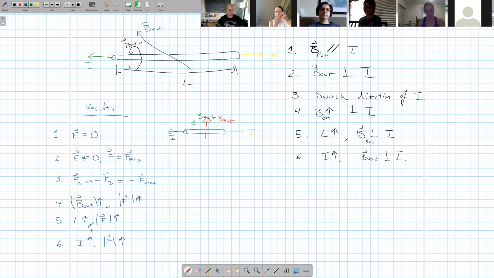Okay. So let's talk about what each one of these actually implies to us then. Let's start off now with number 4. Number 4 implies to us that the magnitude of the force on the wire has to be proportional to the external magnetic field. I'm simply going to call that B. Because if I increase the size of the magnetic field, I'm also increasing the size of the force. Number 5 implies the same thing. So this tells me that the magnitude of the force is also directly proportional to the length of the wire.